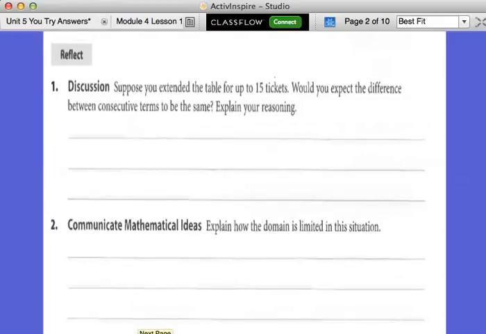Suppose you extended the table for up to 15 tickets. Would you expect the difference between consecutive terms to be the same? Explain your reasoning. Well, since you only have that $2 fee one time, you know that your price is going up by 10 every time because every ticket costs you $10 more. So yes, I would expect it to go up by 10 every single time because every ticket costs $10.